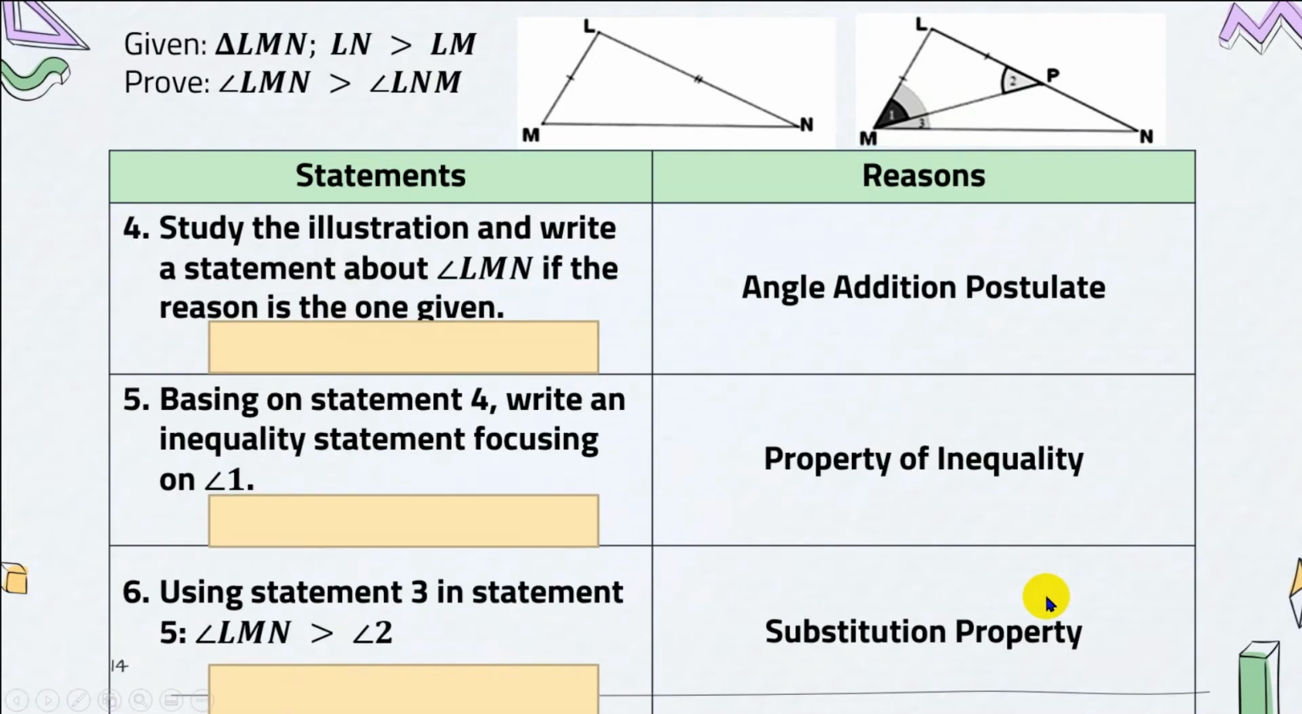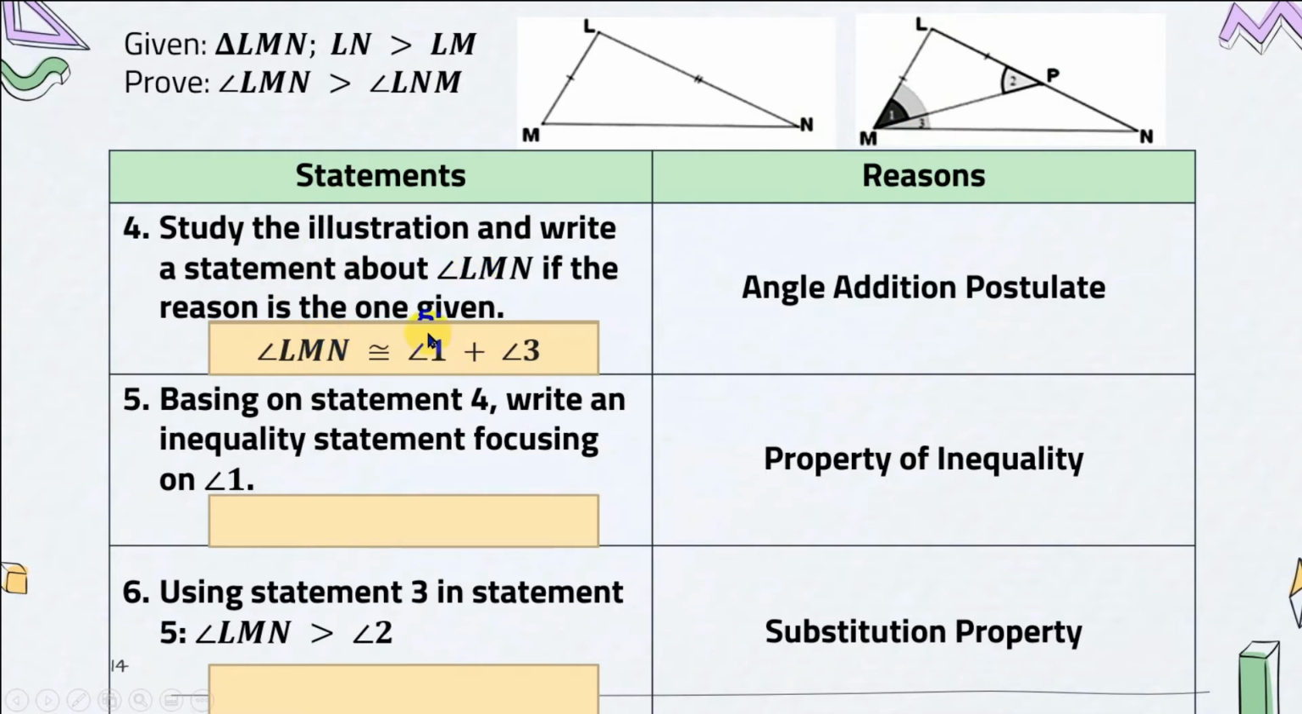Okay? So, next, study the illustration and write a statement about LMN. Alin ba yung LMN? So, yung mas malaking angle. If the reason is the one given. Ang reason daw po na susundin natin ay ang angle addition postulate. LMN. Anong bumubuo sa angle LMN? That's angle 1 and angle 3. So, angle LMN is equal to the sum of angle 1 and angle 3.